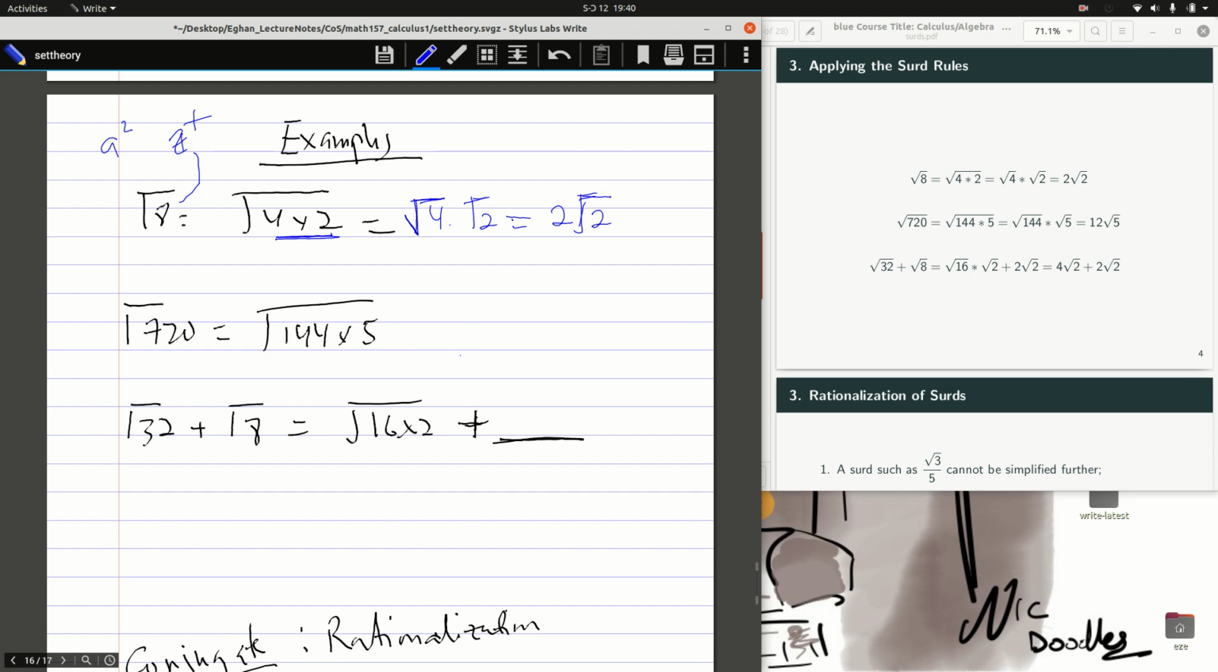The same way in the second example, so example 1, example 2, I can express 720 in these two forms. So I have 144 times root of 5. The 144 is 12. I'm not so sure.